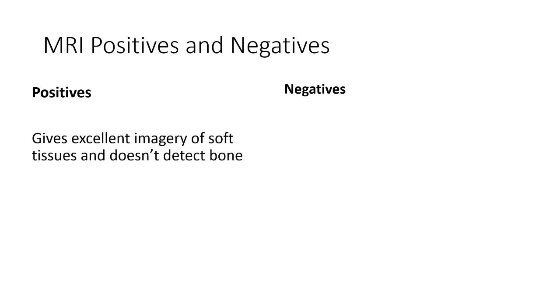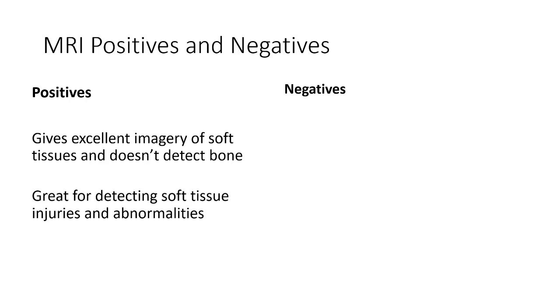MRIs are useful because they provide excellent imagery of soft tissues and do not detect bone at all. This makes them great for detecting soft tissue injuries and abnormalities. They also don't have any ionizing radiation, so they can be used repeatedly without any risk to a patient. They do have a few downsides though.